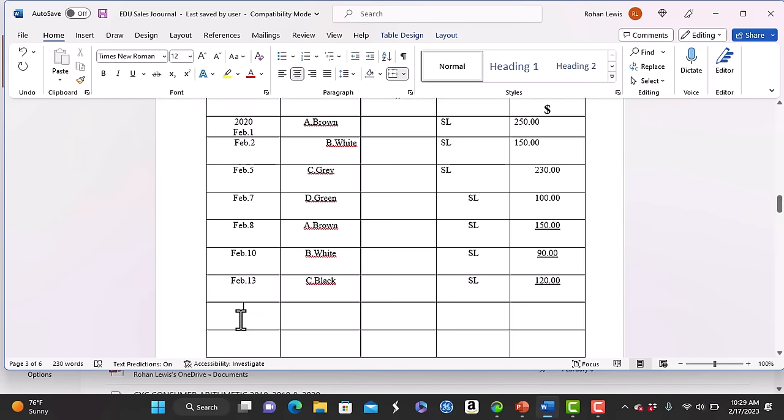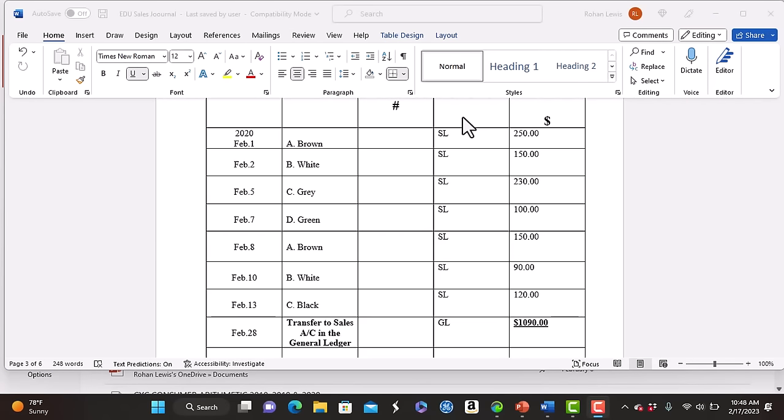So at the end of the month, let us say this month was February 28th, we transfer to the sales account. So this is the final outlook of the sales journal after this example.